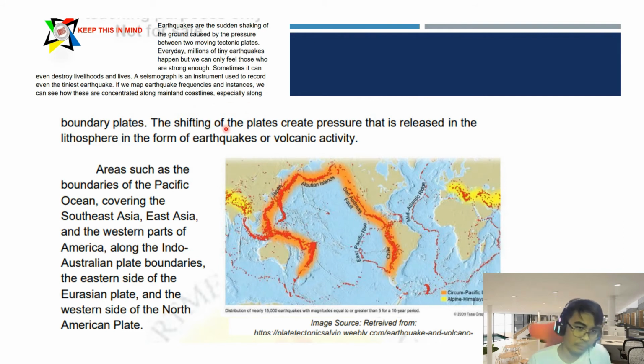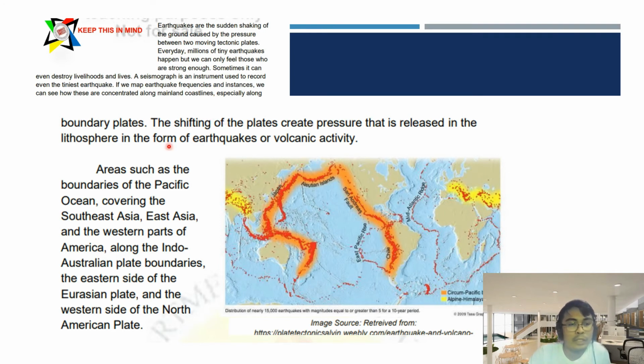Now, the shifting of the plates creates pressure release in the lithosphere in the form of earthquakes or volcanic activity. So as mentioned in the clip a while ago, when the plates move toward each other, or even separate, or try to slide, an earthquake happens, as long as there's shifting or movement of the plates that creates pressure in the surrounding land itself, the immediate surrounding, okay? So, this earthquake happens.